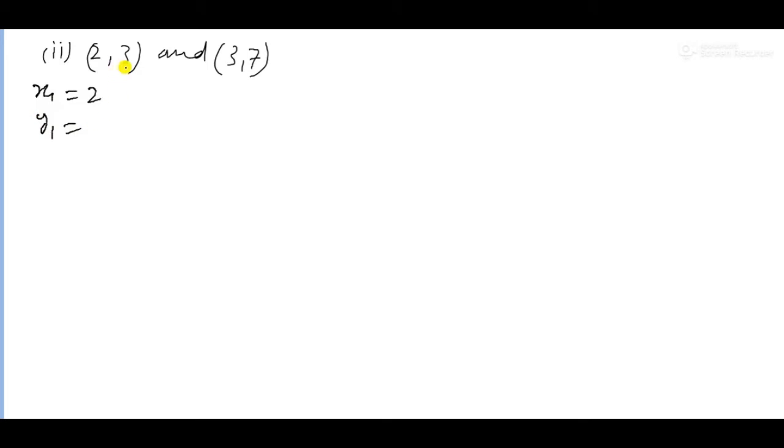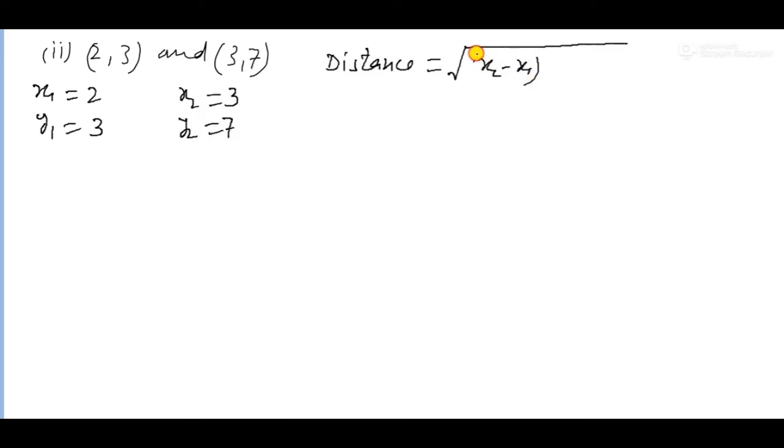Let us see the second part of this question. You have to see here: x1 is equal to 2, and y1 is 3, given here. And here x2 is 3 and y2 is 7. Now we can apply the distance formula here. So distance is equal to the square root of (x2 minus x1) whole square plus (y2 minus y1) whole square.